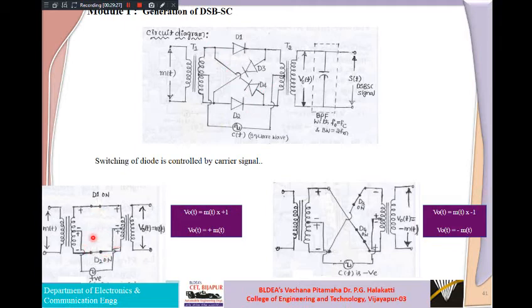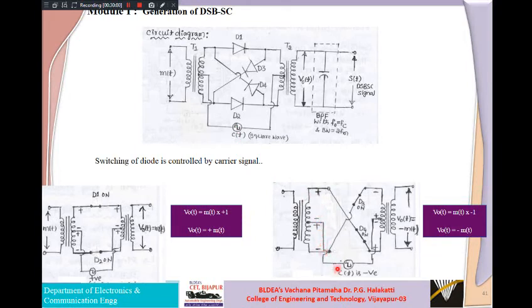Now that is sufficient. So what output are you getting? Your m(t) is multiplied with the carrier wave, which we assume as a square wave of 1 and minus 1. Now it got multiplied by plus 1, which means the output you are getting is plus m(t) during the positive peak of the carrier. Now let us see what will happen during the negative peak. During the negative peak, it will remain as it is because it is center tap T1, plus minus like that.